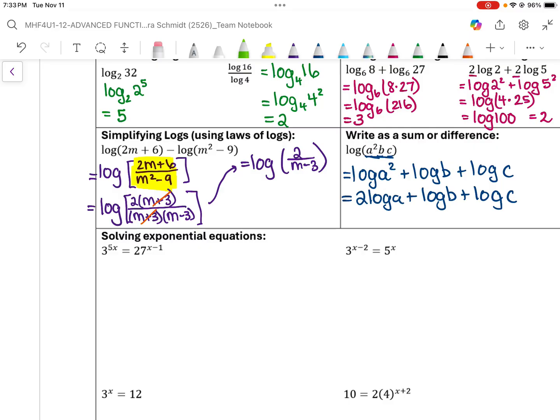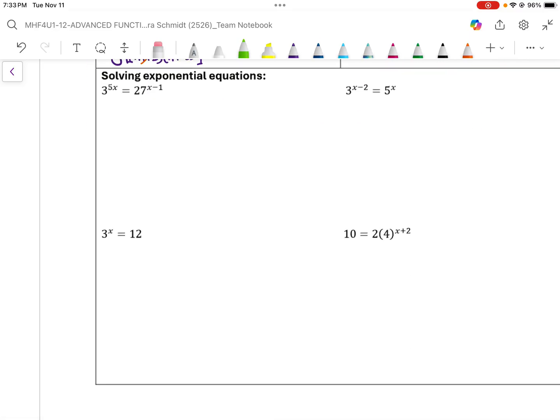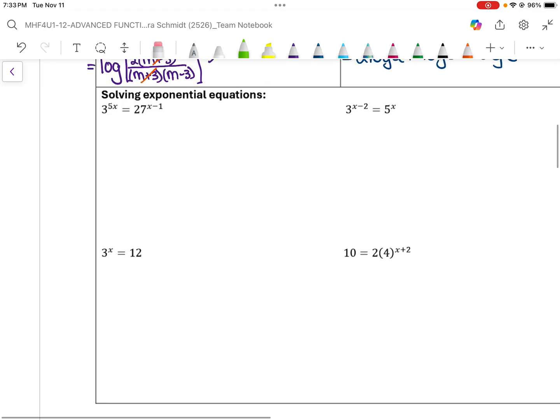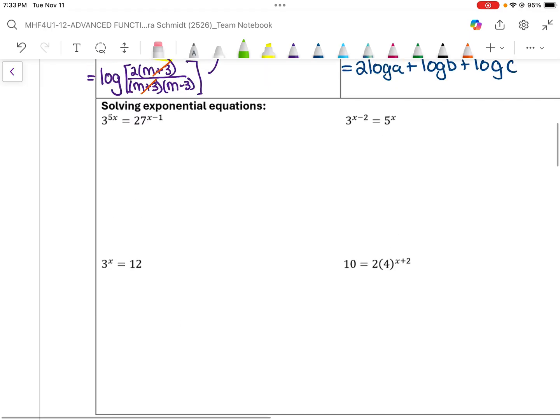Okay, the next part is all about solving exponential equations. And there's like 6 questions of these. These are probably even more popular than logarithmic equations. But we are going to use logs to help us solve them a lot of the times. So when we're solving an exponential equation, it'd be really great if we can make the bases the same. That would make these much easier to solve.